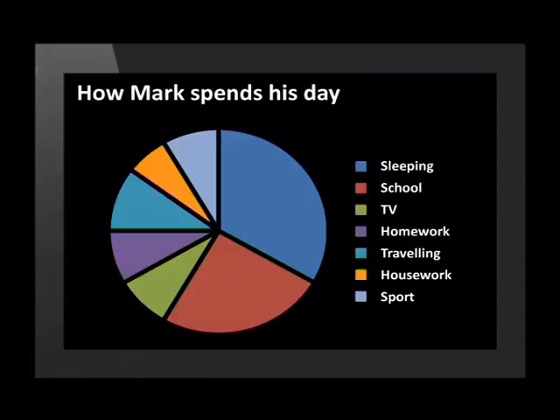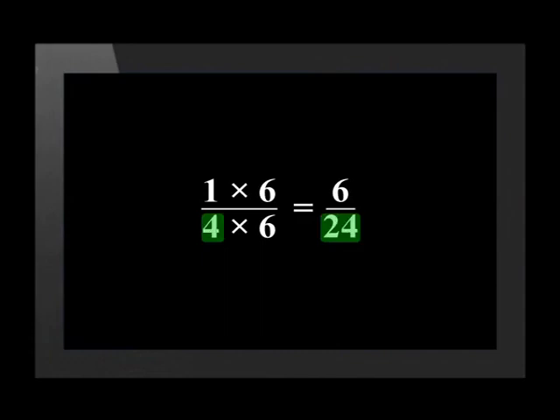Let's look at how much of Mark's day is spent at school. From the key, we can see that this quarter segment represents the time spent at school. We can now change 1/4 to an equivalent fraction over 24 because there are 24 parts to a day. In order to change 4 to 24, we need to multiply 4 by 6. This means we will multiply the numerator of 1 by 6 as well, giving us a fraction of 6/24. This means Mark spends 6 hours at school.